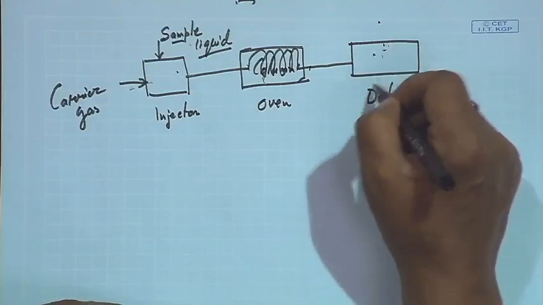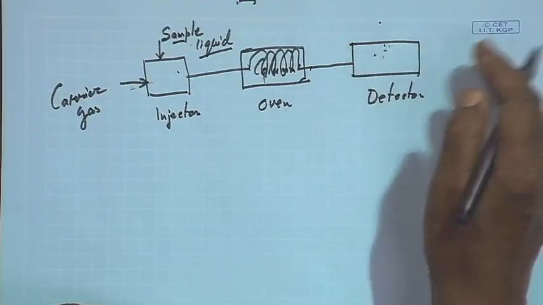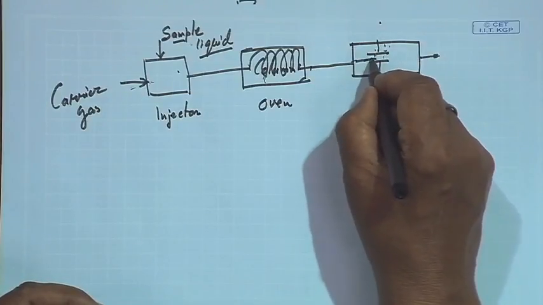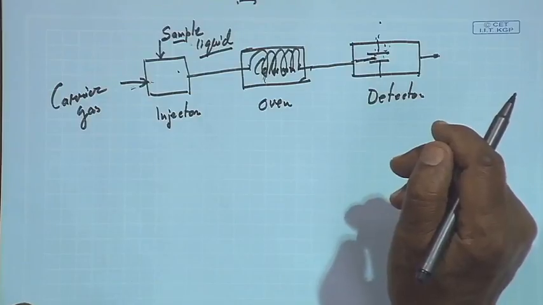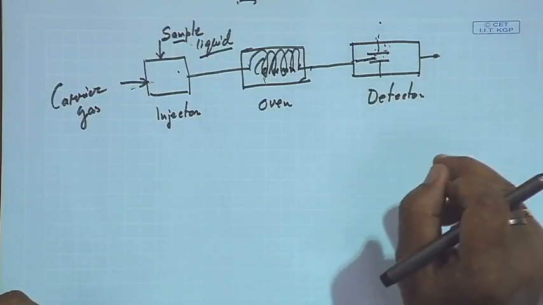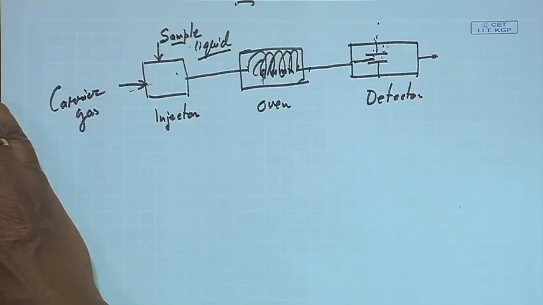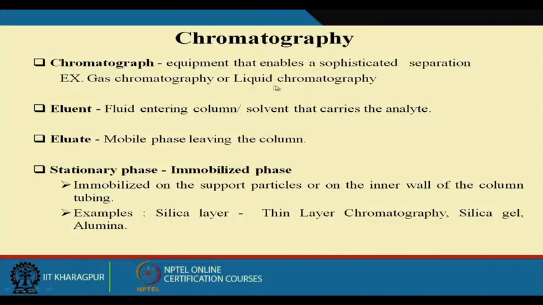Then the detector detects the particular components A, B, C, D, whatever they are, one after another as they go out. Here you have electrodes, connected to a kind of Wheatstone bridge arrangement, where there is a change of voltage or current on the basis of which we detect the different components present in the mixture. This is largely used; this is called gas chromatography. In liquid chromatography, the mobile phase will be liquid. The advantage of liquid chromatography is that we can analyze both the volatile and non-volatile components present in the liquid.